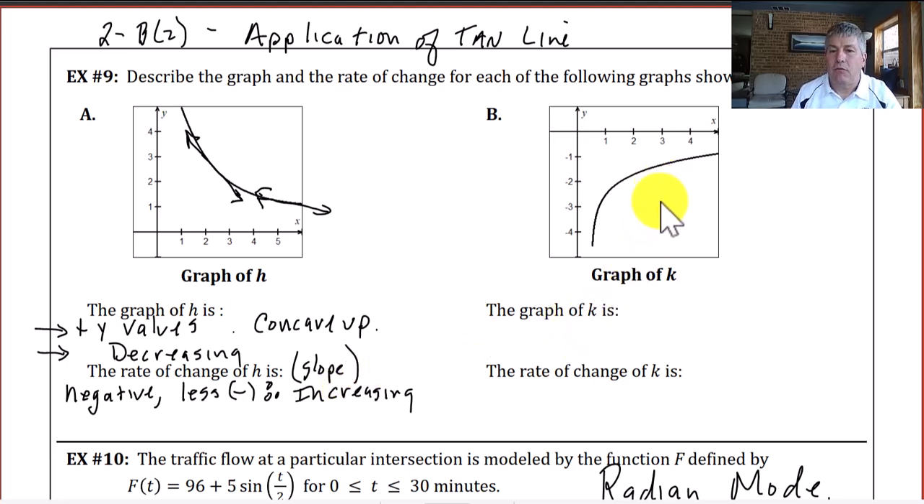In sample B, the graph of k, we see that the y values are all negative. So I would say we've got negative y values. I would say that it is increasing because as our x's increase, our y's also increase. So it is increasing. And it is concave down.